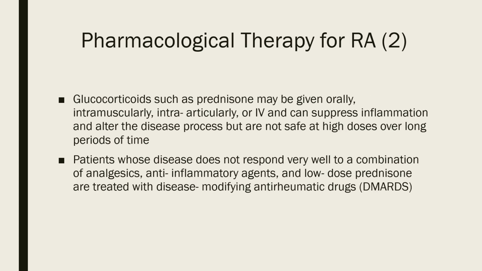So, glucocorticoids, such as prednisone, may be given orally, intramuscularly, intraarticularly, or IV, and they can suppress inflammation and then alter the disease process. But these are not safe at high doses over a very long period of time. So patients whose disease does not respond very well to a combination of analgesics, anti-inflammatories, and low-dose prednisone will be treated with disease-modifying anti-rheumatic drugs, otherwise known as DMARDs.